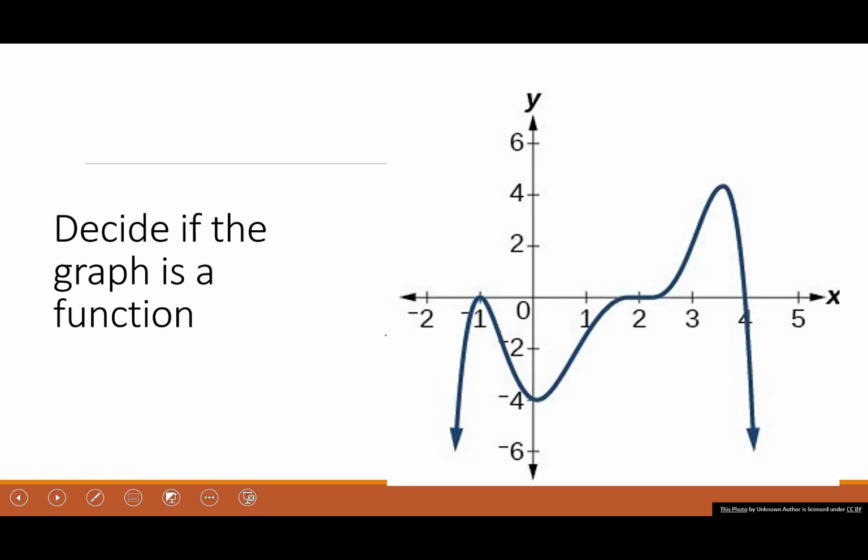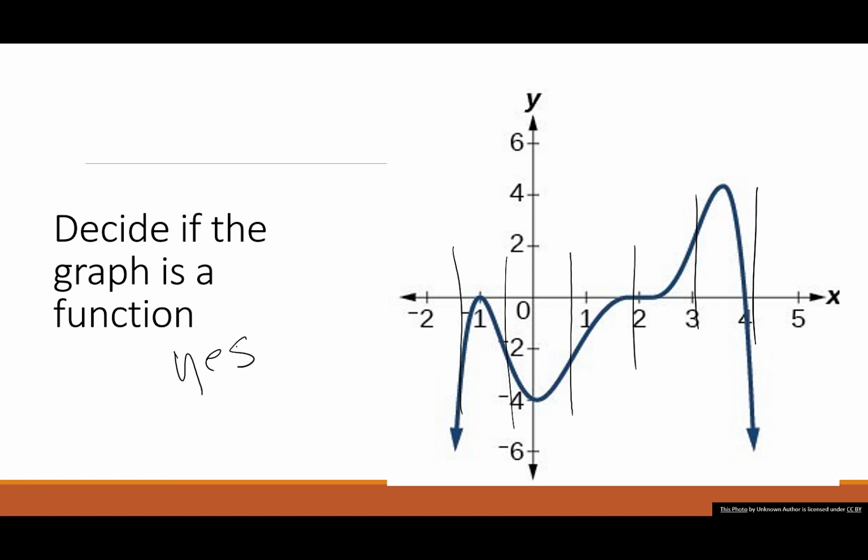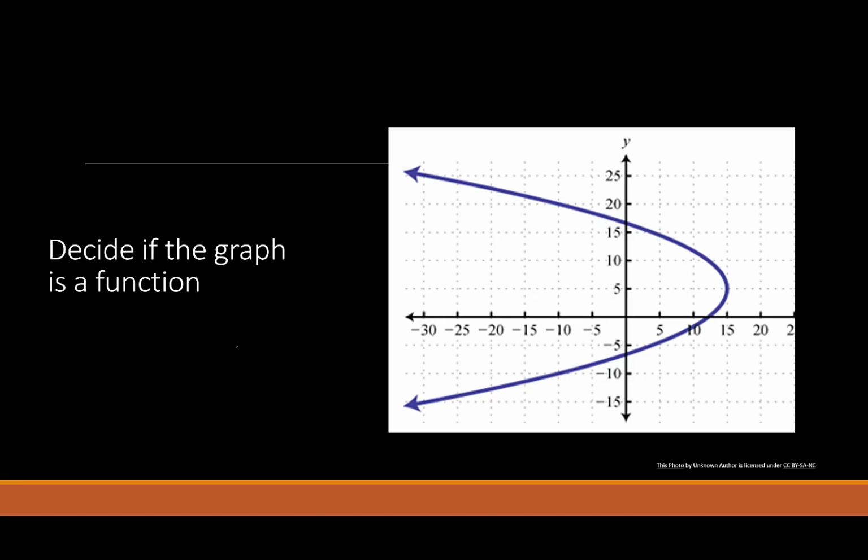So let's try this next graph. It's really curvy, but when I start drawing vertical lines, I can see they only touch in one place, so the answer to this is yes. This kind of looks like a U that got kicked over. If I draw a line, you can see it crosses in more than one place, so this is not a function.